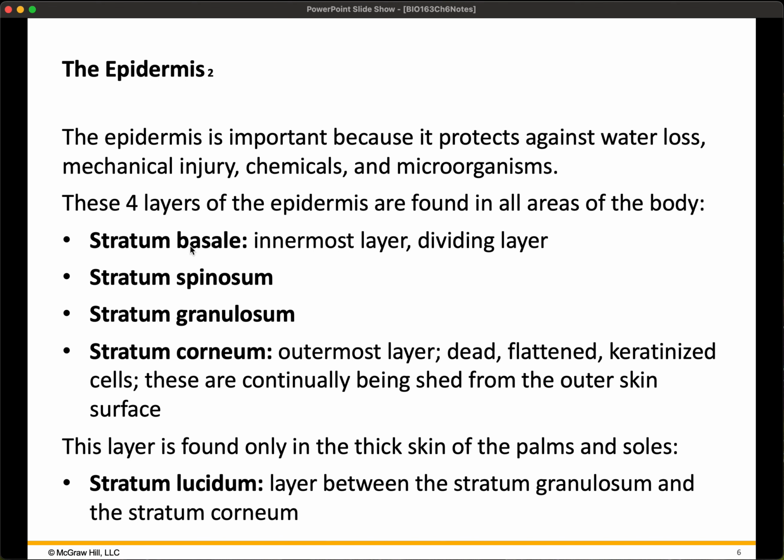The biggest thing is that you start at the stratum basale that's closest to the blood vessels, and as these cells divide, they push other cells, the older cells, up and out. And once those cells start to get removed from the blood supply, they start to shift.